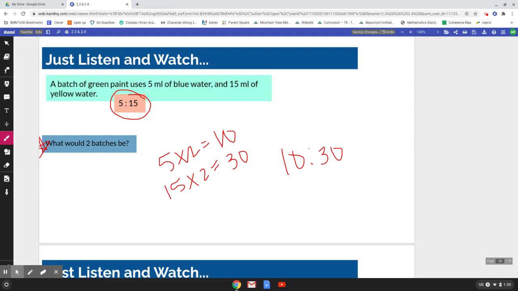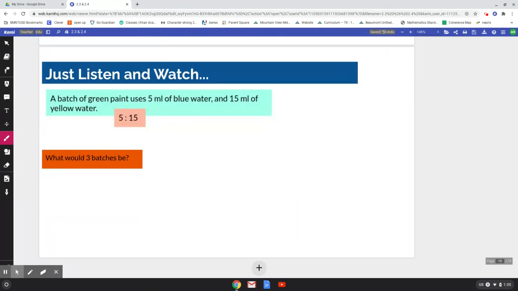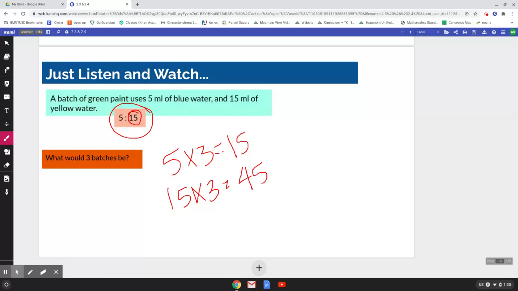Okay? All right. So now what you're going to do is you're going to try to think in your brain, well, what would be 3 batches? Okay, so you're going to first do 5 times 3, because remember, this is your original batch, and I would get 15. And then I'm going to take this 15 and multiply it by 3 as well, and I get 45. So another equivalent ratio to 5 to 15 would be 15 to 45. Okay, so you're going to join me and we're going to practice this.